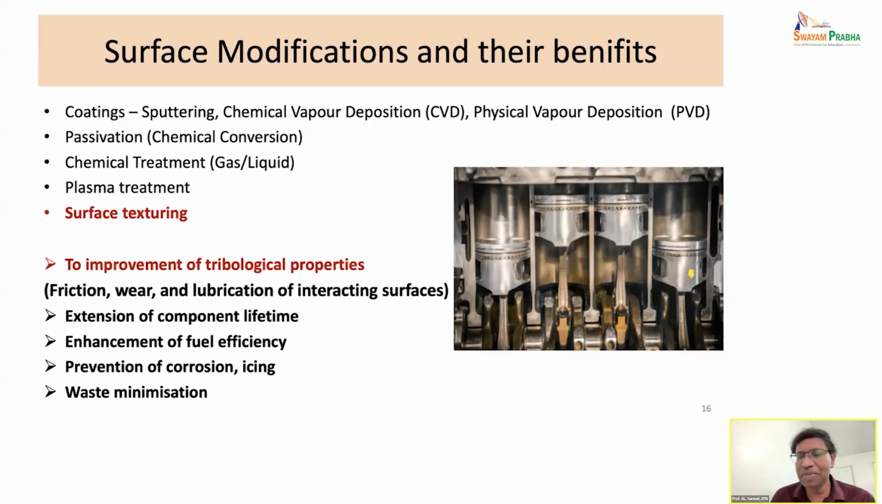Obviously we cannot make it zero. So we have lubricants and other mechanisms to decrease the friction. But what we are trying to tell here is that by texturing, we can actually decrease the friction. So we are going to show that.